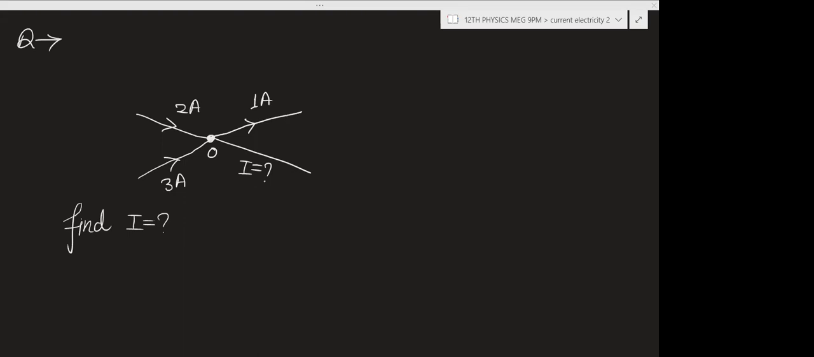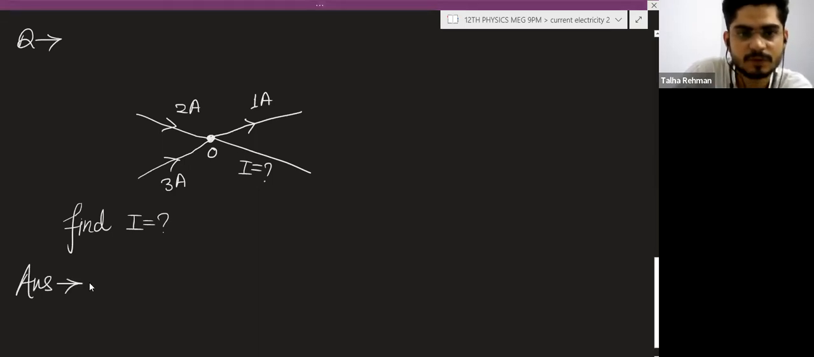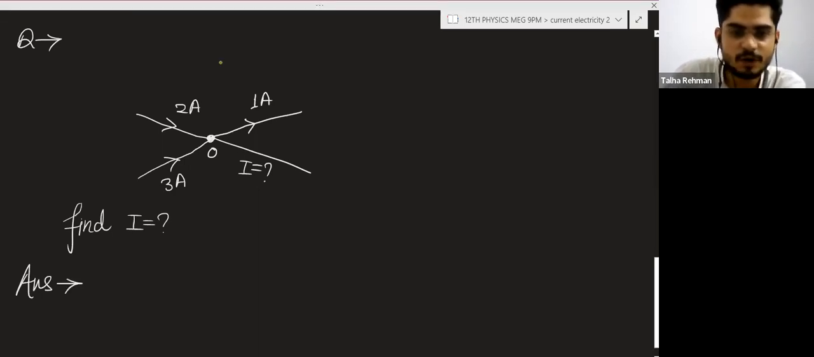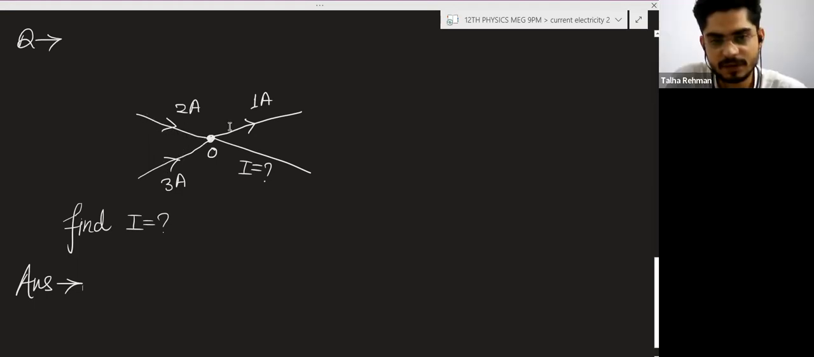So I'm not able to understand. Okay, fine. Just see this. This question is quite easy. So, this is the junction point, is it or not? Yes. Junction point of this wire, and this wire, and this wire. In this wire, 2 ampere current is going to the junction or leaving the junction? Going to the junction.